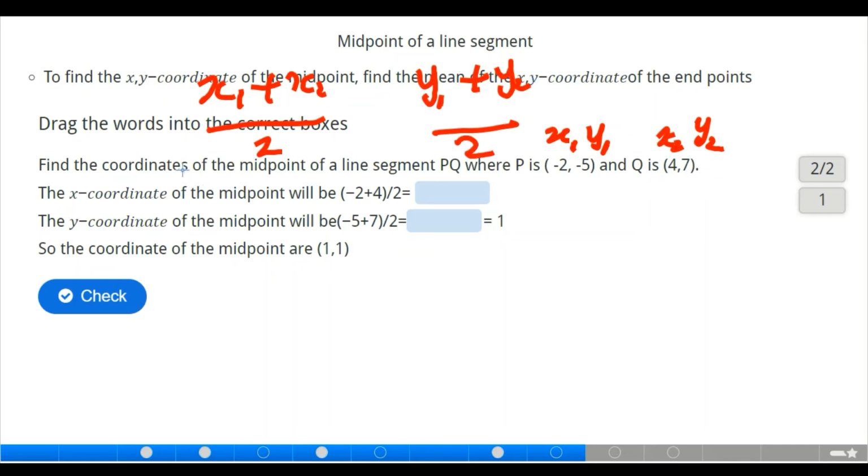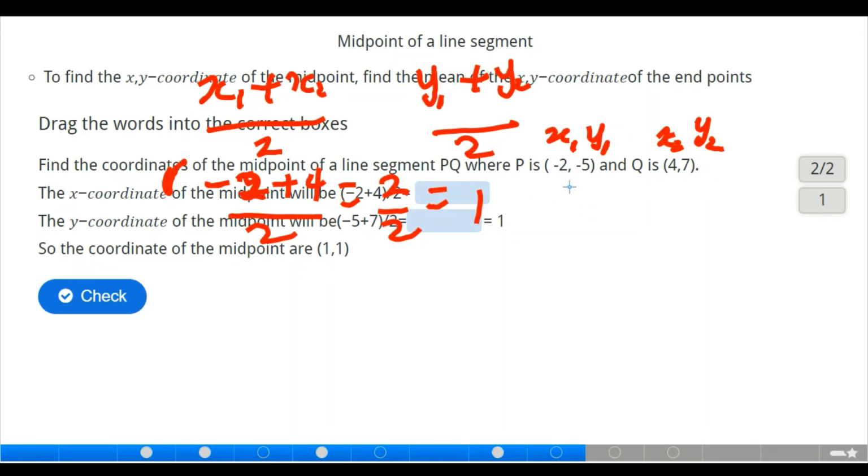So now for that one, x1 is what? x1 is minus 2. Okay, and x2 is what? Plus 4, divided by 2. Minus 2 plus 4, that is 2. Okay, 2 divided by 2 will give us 1. All right.